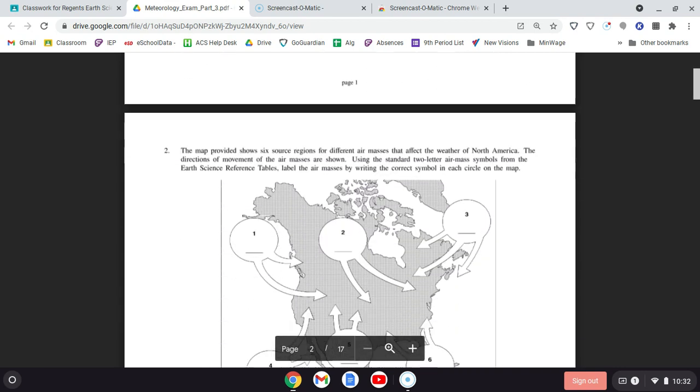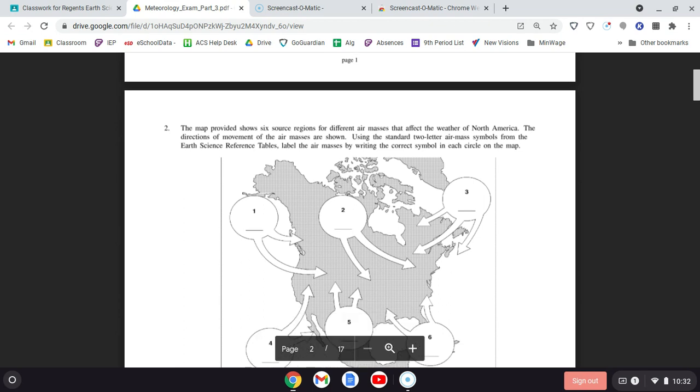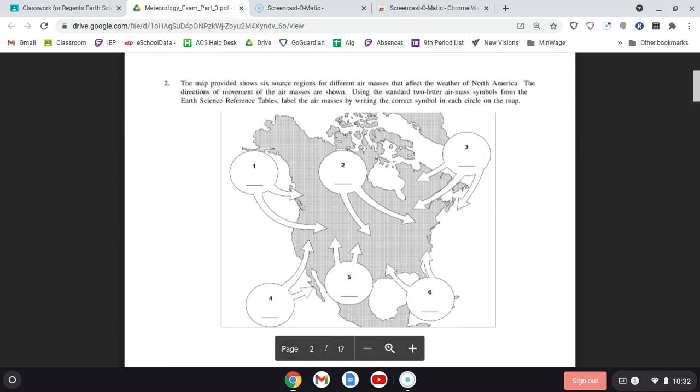Number 2. Oh, here we go. Remember these, right? So they just want you to use those standard 2-letter air mass symbols that are on page 13 and label those air masses by writing the correct symbol in each circle on the map. So I'll give you a couple minutes to do that.